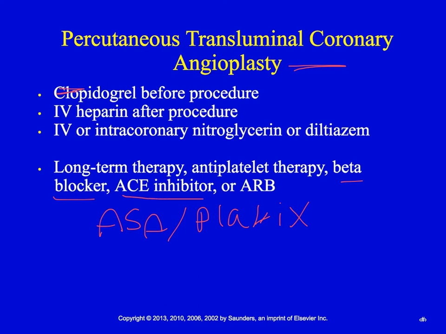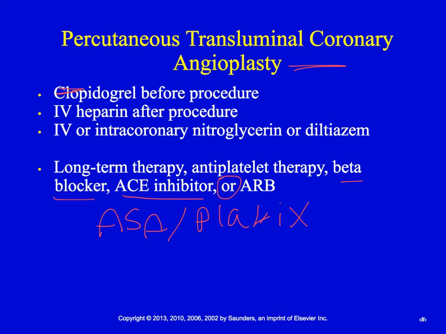They usually will put them on a beta and an ACE. And remember, the betas and the ACEs work in a little bit different areas in the body, so together they work really well to keep the blood pressure down and keep the heart from working too hard. Or an ARB, so they can do an ACE or an ARB. An ARB is basically, it works in the kidneys as well.